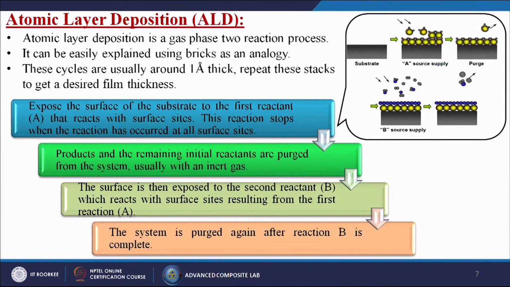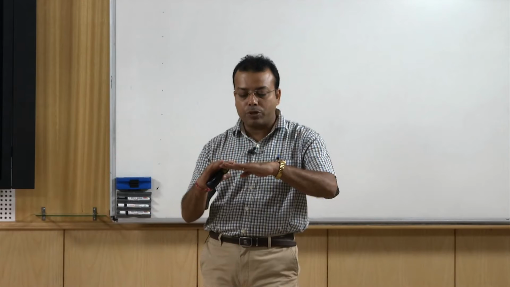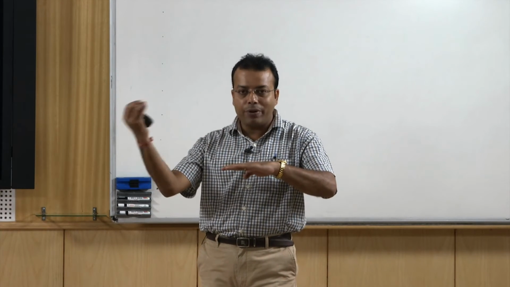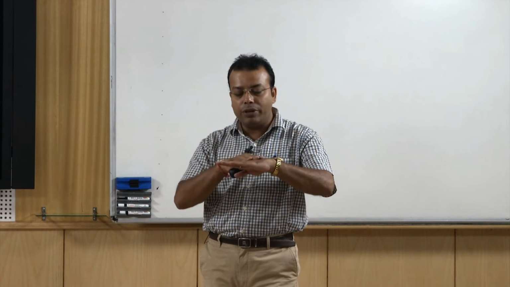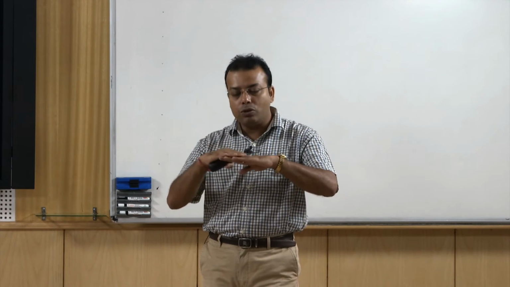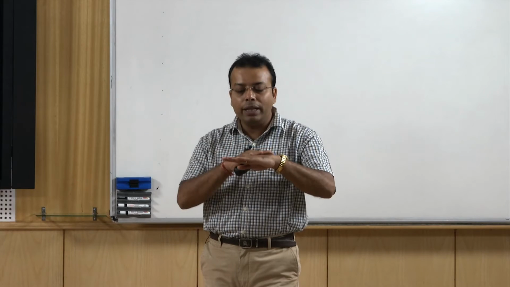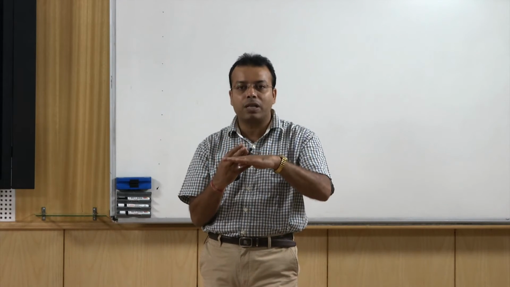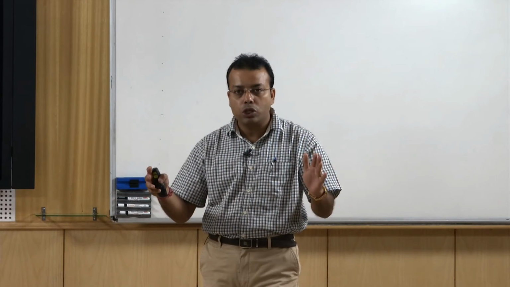So, here we first expose the surface of the substrate to the first reactant that reacts with surface sites. This reaction stops when the reaction has occurred at all surface sites. That means I have a substrate which is virgin in nature. Now I put some reactive material, it will react with the substrate and do a coating over there. When there are no active sites present on top of the substrate, the total reaction will stop.